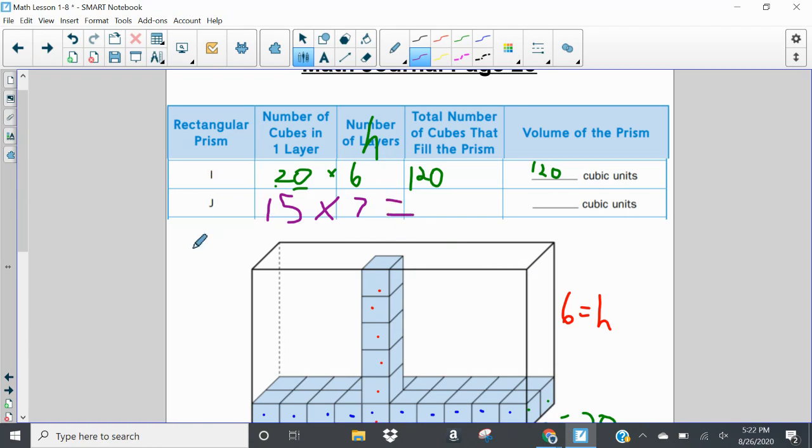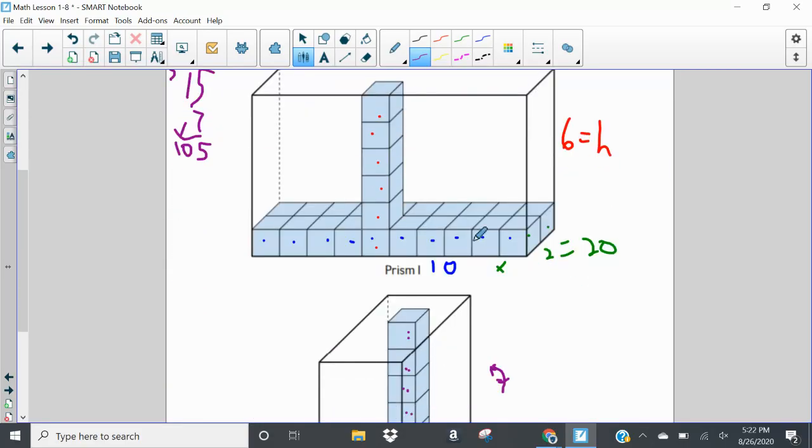Do you know what 15 times 7 is in your head? I don't. So let's multiply it. Check it out. 7 times 5 is 35. Write your 5, carry your 3. 7 times 1 is 7 plus 3. 10. Okay. I did it too quickly in my head. 10. So your answer, how many cubes are going to fit? 105, which means that the cubic units are going to be the volume, 105 cubic units.